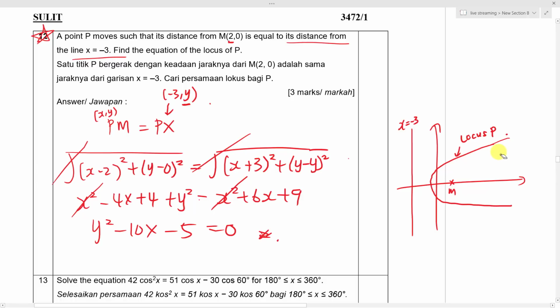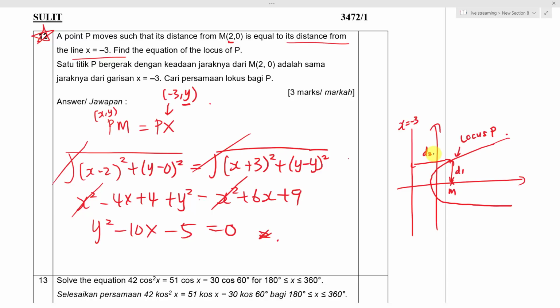But maybe I shouldn't focus on M to locus. I want to focus on the distance between locus P and M, and between locus P and x equals -3. So I guess it's something like the distance here, D1, must be equal to D2. Maybe it's something like this, but I'm not so sure about the graph over here.